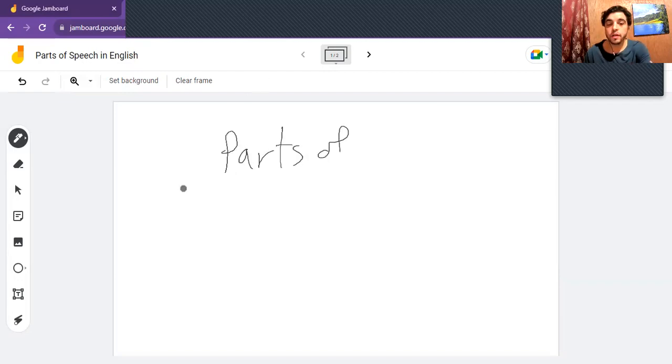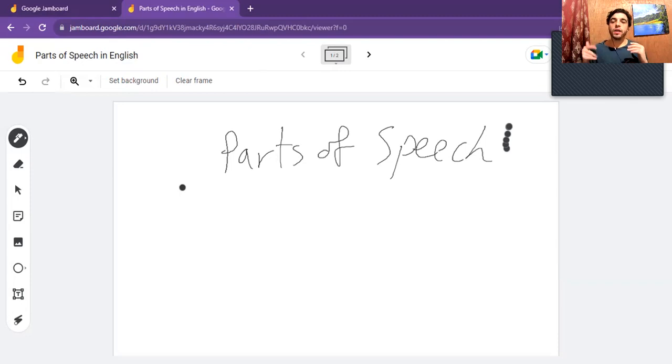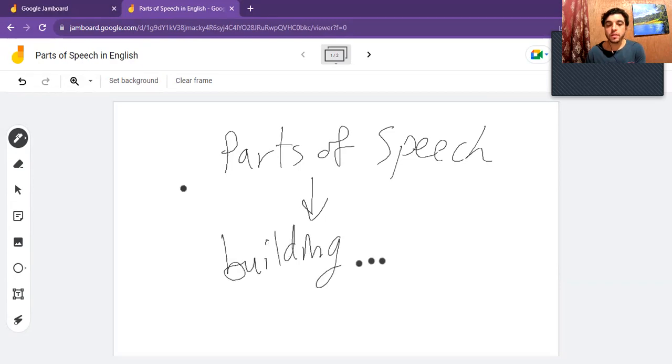Parts of speech. So, when we study any language, the language is made of building blocks such as nouns, verbs, particles, adjectives, whatever, right? And these form the building blocks of language.